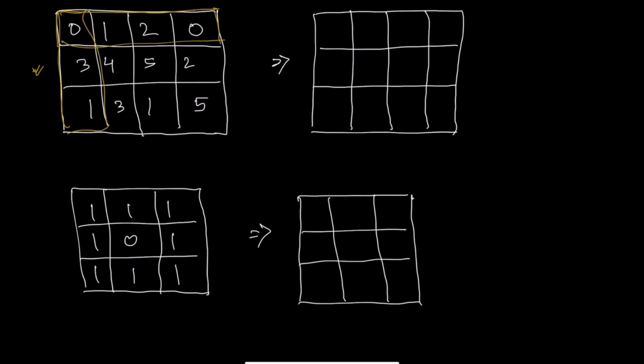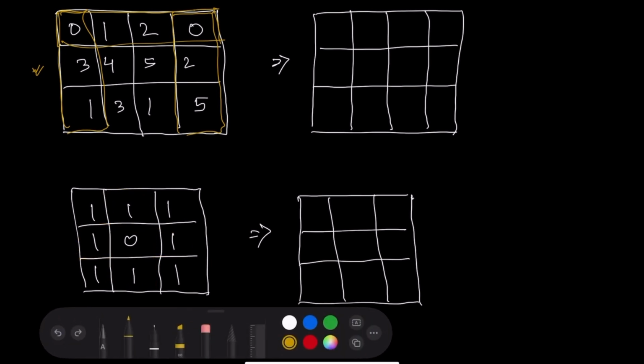We also see in our first row last column a 0, so we will turn the entire first row and last column to be 0. Now in the second example we see a 0 in our second row second column, so we will turn the entire second row and second column to be 0. So we have to find an approach to do this.